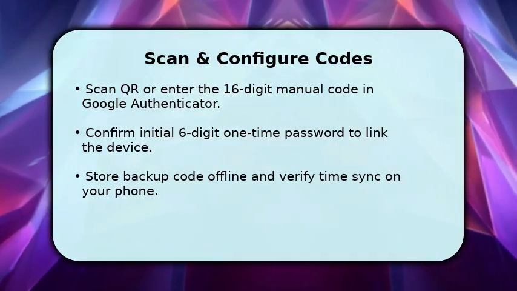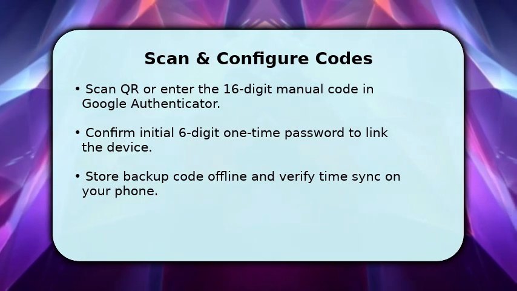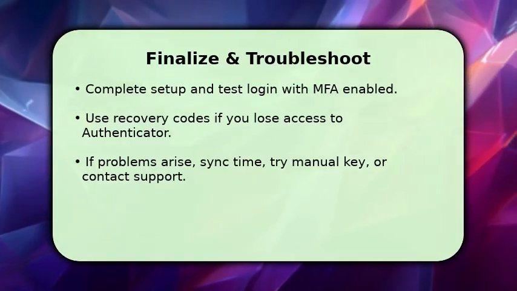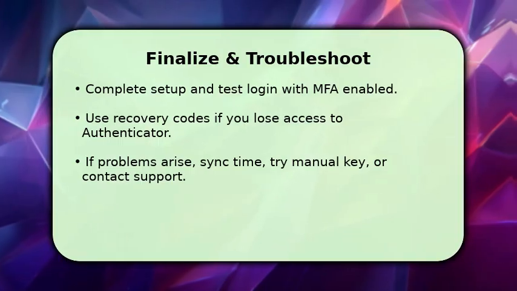Finish by logging out and performing a test login to ensure Google Authenticator prompts for a one-time code. Enter the rotating code from your app and confirm access. This proves the link works.